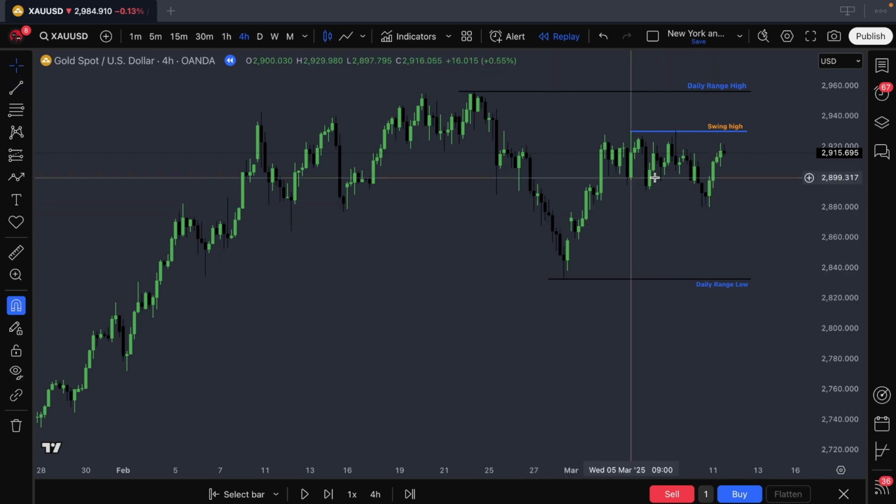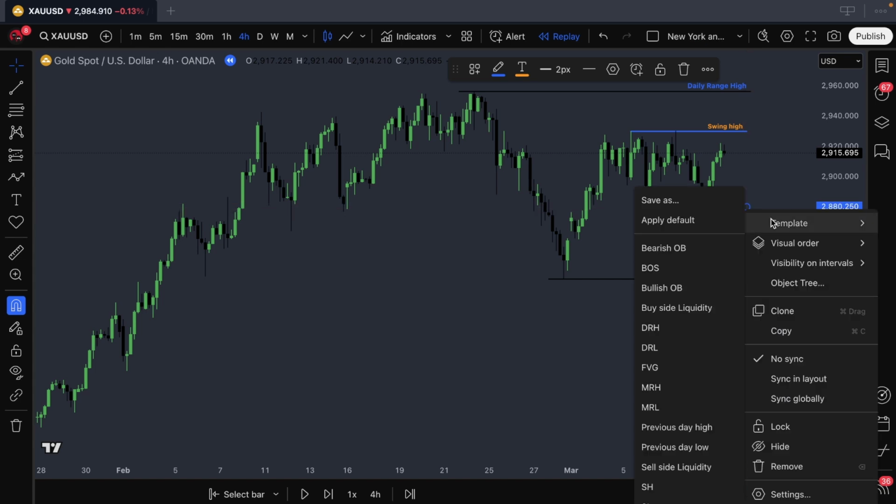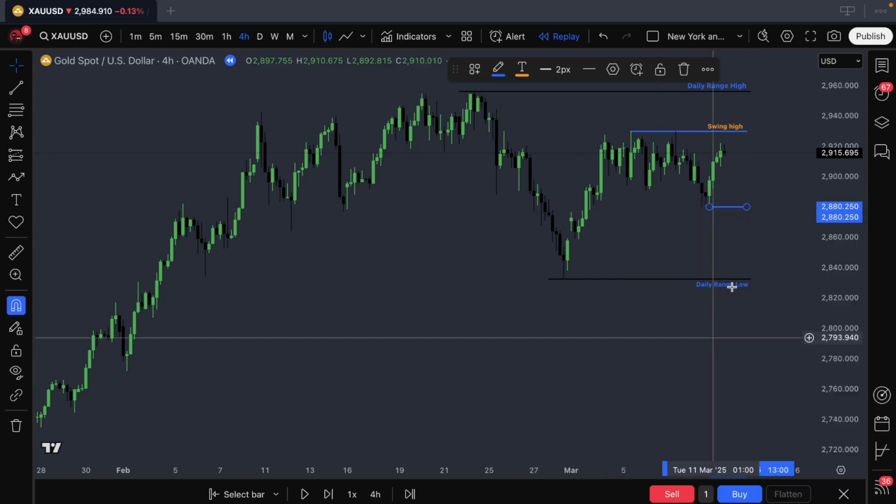Swing high right there, and then this would be our swing low, because it literally just broke past this low right here. So it's gonna become our swing low right here.